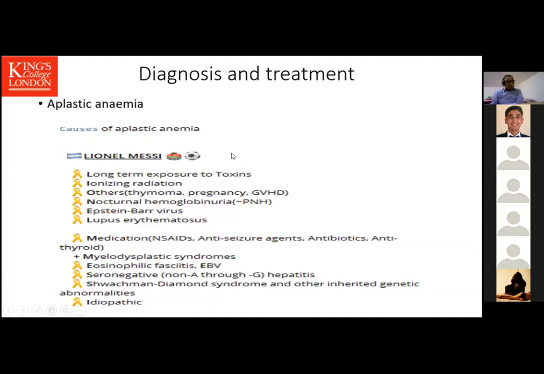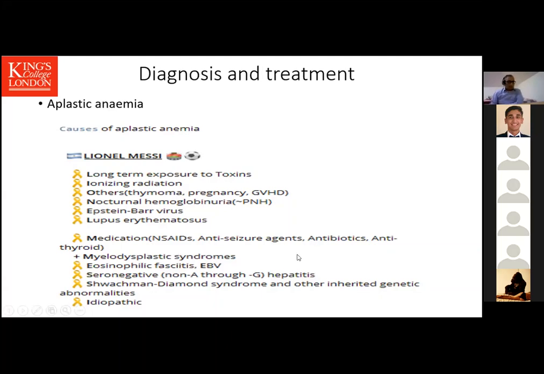You can remember it by an acronym of Lionel-Messi: long-term exposure to toxin, ionizing radiation. Then we have got thymoma, pregnancy, graft versus host disease, nocturnal hemoglobinuria, which is paroxysmal nocturnal hemoglobinuria, Epstein-Barr virus, lupus erythematosus, or any autoimmune condition can also cause aplastic anemia.